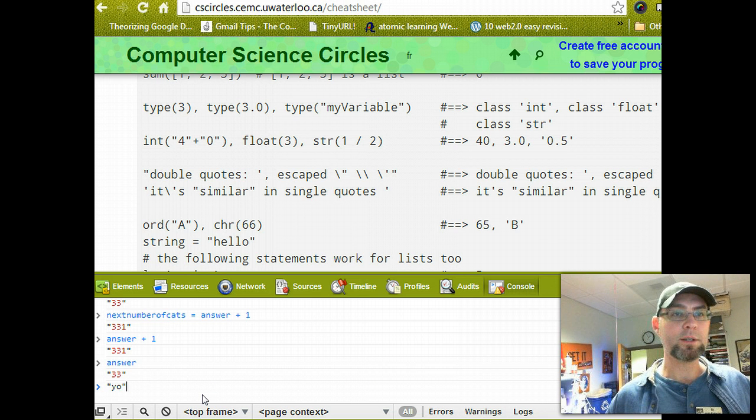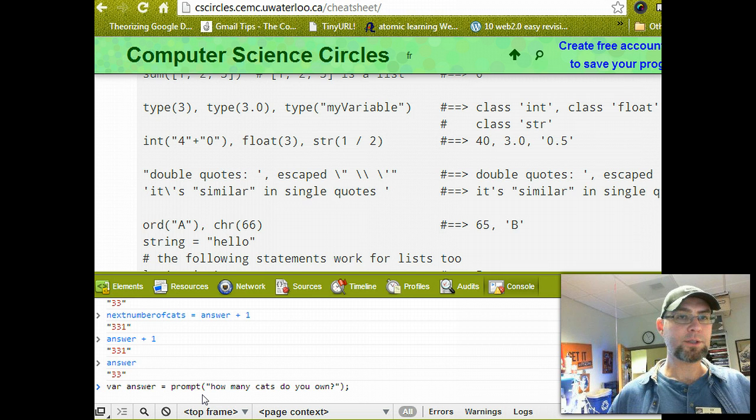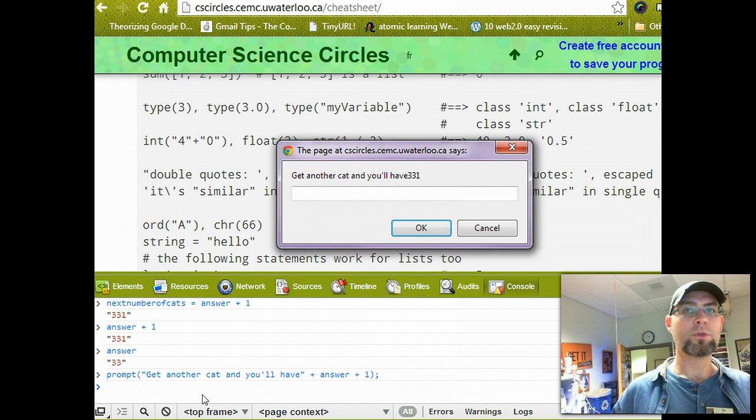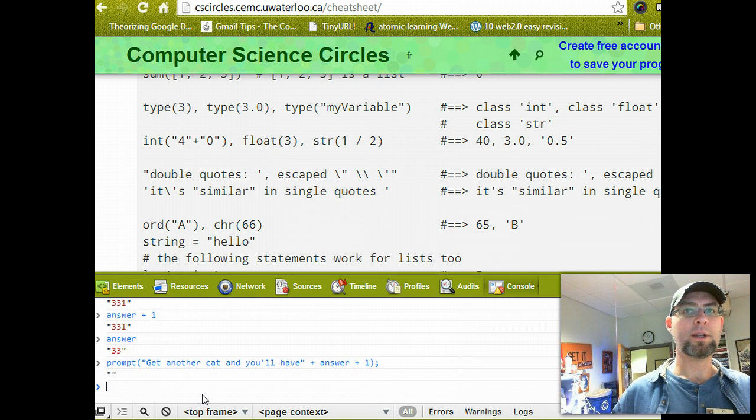What's going on here? Didn't I have, a long time ago when I started doing all that, going through the numbers, how many cats do you own? I put 33, and it was an answer. And then I typed answer, and it gave me 33, and I did answer times 3, and it worked. So what's going on here? Let's try again. This time I'm going to put 22. No, that doesn't matter. We'll do that all over again.